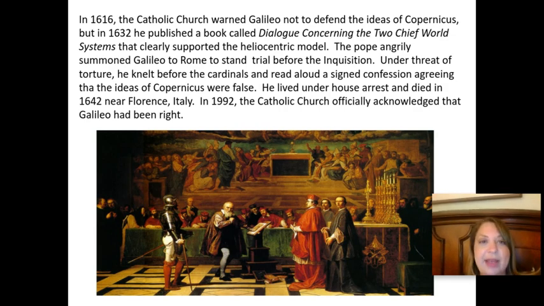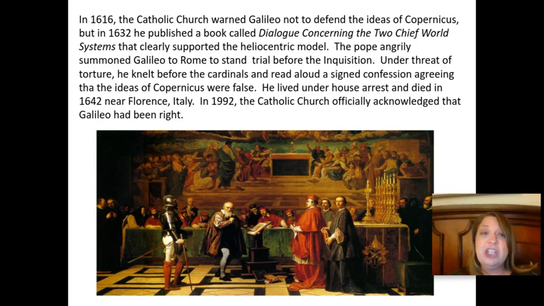The Pope angrily summoned Galileo to Rome to stand trial before the Inquisition. Under threat of torture, he knelt before the cardinals and read aloud a signed confession agreeing that the ideas of Copernicus were false. So, unlike Martin Luther, Galileo did recant or take back his statements, but he lived under house arrest and died in 1642 near Florence, Italy. And it was not until 1992 that the Catholic Church officially acknowledged that Galileo was right and that the sun is the center of the universe.